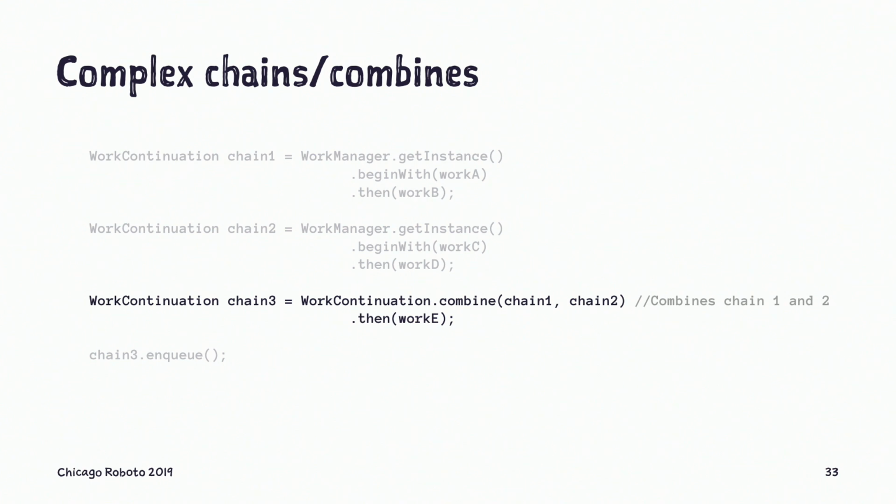What this would do is take the chain 1 A to B relationship and the chain 2 C to D relationship and then run them in parallel as well. So that is very powerful. And then finally, after both of those chains have completed execution, I would go ahead and run work E, the finally step.